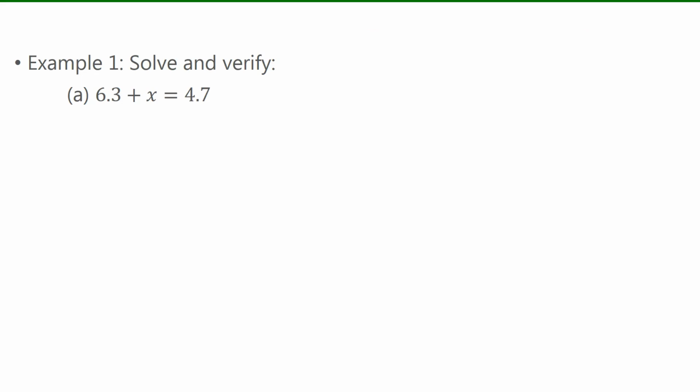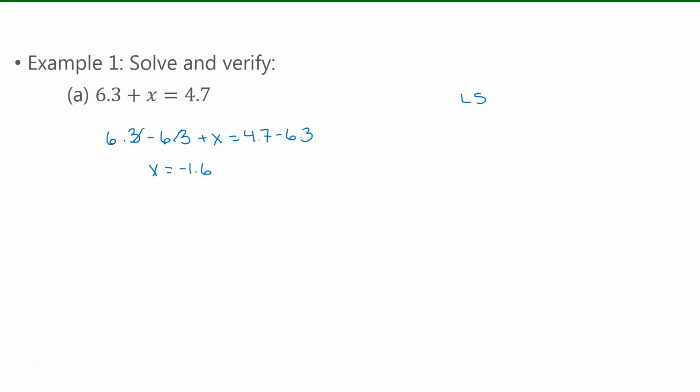In example 1, we have to solve and then verify. So I'm going to start by subtracting 6.3 from both sides. I get x on the left, and working out 4.7 minus 6.3, I get negative 1.6.